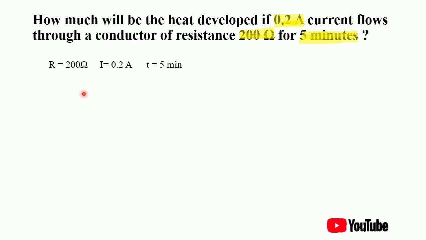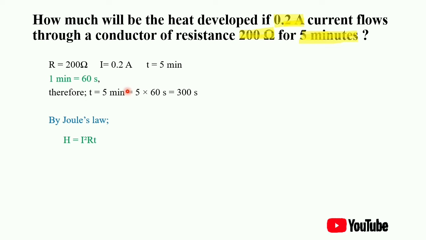What we know is 1 minute equal to 60 seconds, isn't it? So 2 minutes will be equal to 2 into 60 seconds. If so, we can write this 5 minutes as 5 into 60 seconds, which is equal to 300 seconds. Okay, clear? So now we got the time in seconds. Next, we can substitute these values into the heat equation.